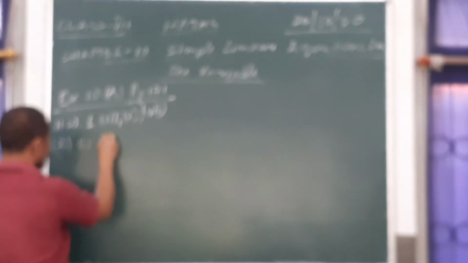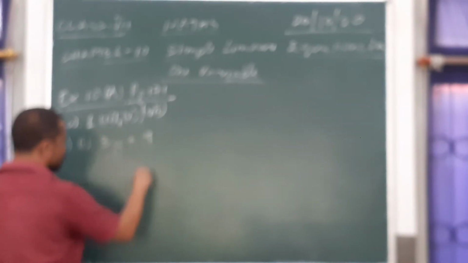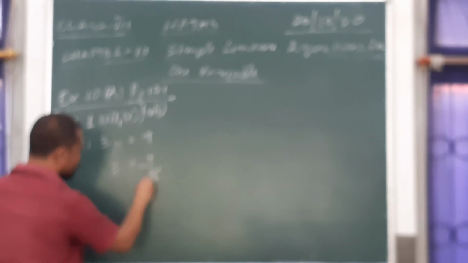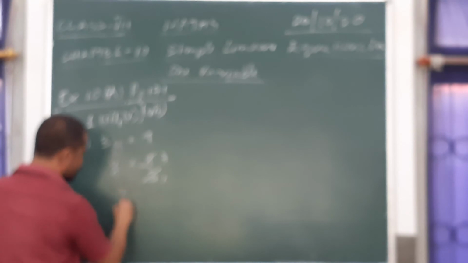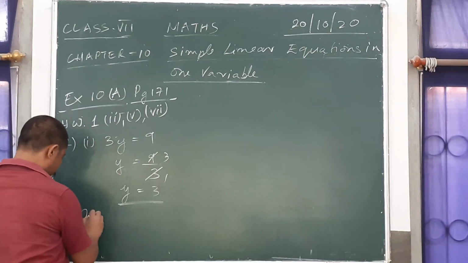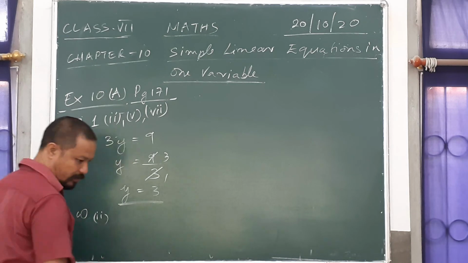Now we will move on to number 2, exercise 10a, page number 171. I think page 171. So number 2, 1 is 3y is equal to 9. So what do we do? y is equal to 9 divided by 3. 3 ones are 3, 3 threes are 9. So the value of y is 3. Okay. Number 2 is your homework.